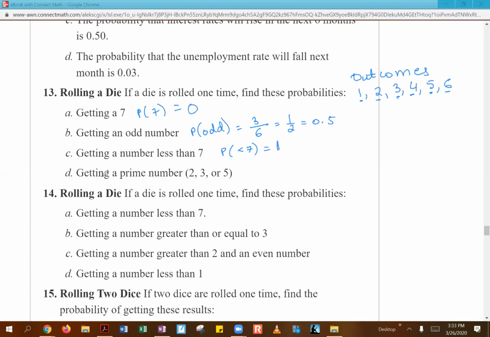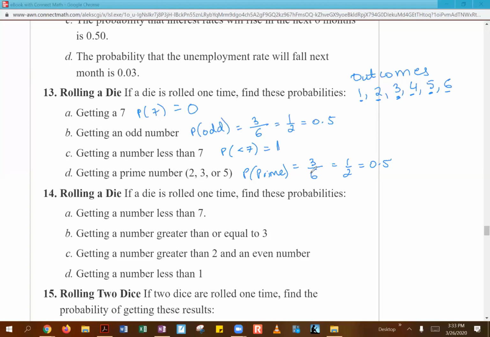All right, now this is interesting. Part D is saying what is the probability of getting a prime number? And of course, your prime numbers are 2, 3, or 5. So 2, 3, or 5, that's again 3 outcomes out of a total of 6. So that's going to be 1/2 or 0.5. Okay, so that's kind of how you would have to look at it. So remember, the probability is always the outcomes that are in your event divided by the outcomes that are in your sample space.